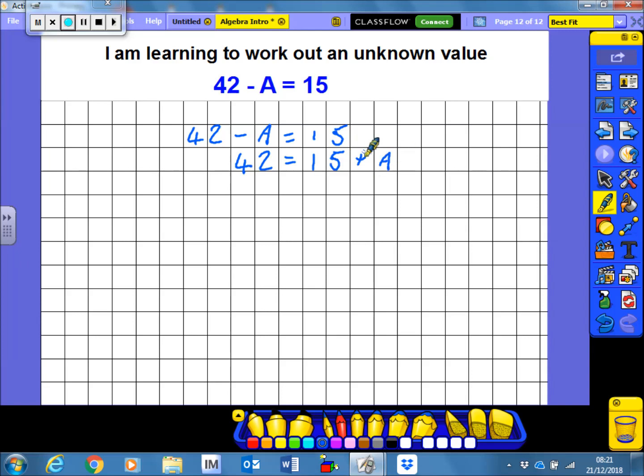So now I've got letters and numbers here. I've got A plus 15. I don't want A plus 15, I want just A. So how do I get rid of that 15? I take it away. So on this side I'm going to have A. But that means I need to take it away on this side. So on this side I'm going to have 42 take away 15.